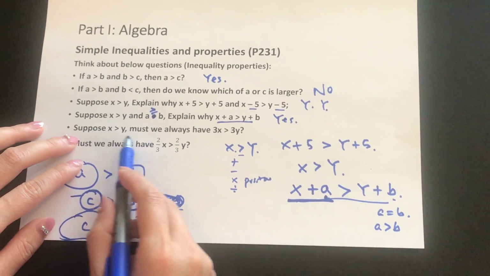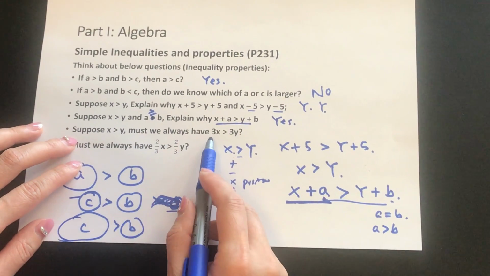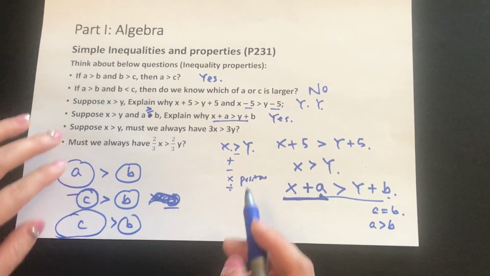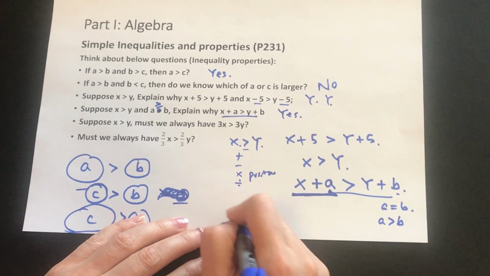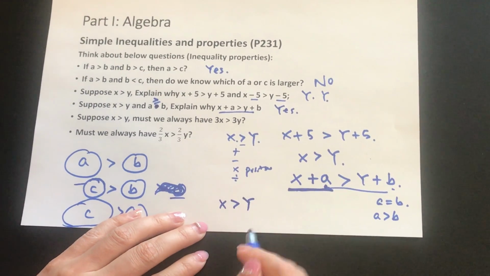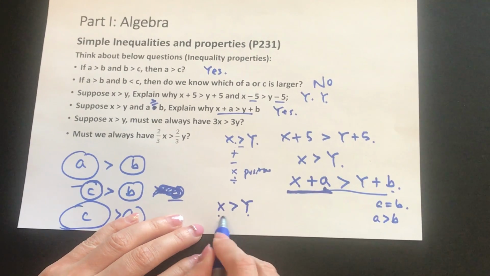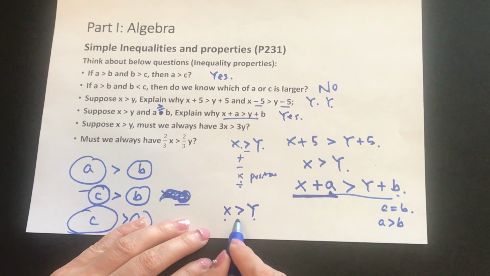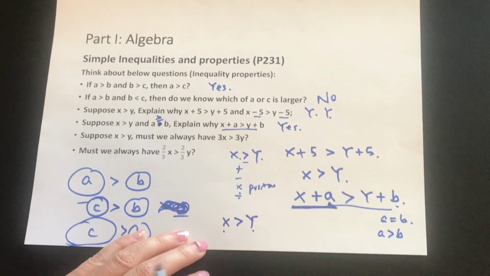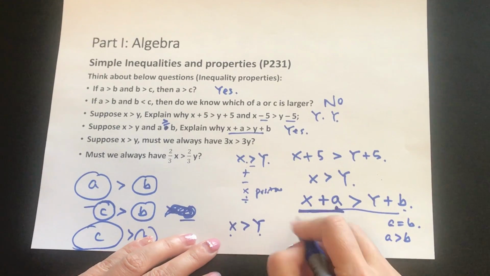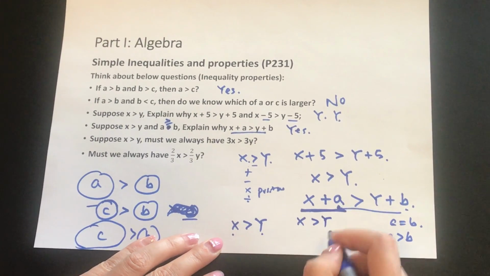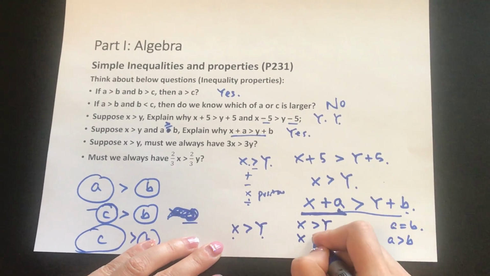Suppose x greater than y, must we always have 3x greater than 3y? Okay, so if x greater than y, we can multiply a number to both sides without changing the sign, but that number has to be positive. So we have x greater than y, or we can think of it this way.